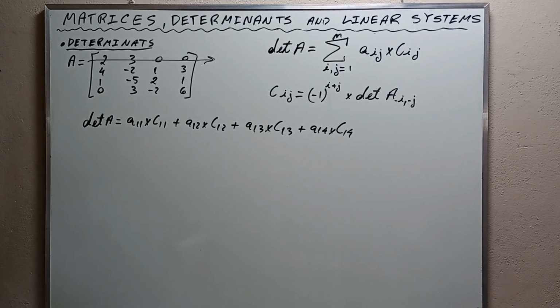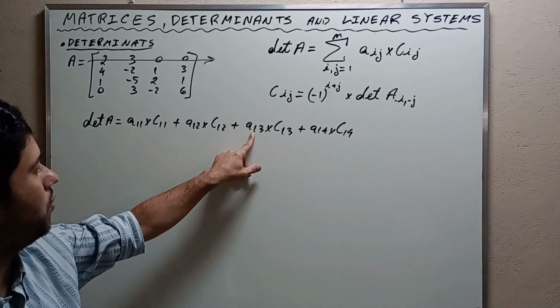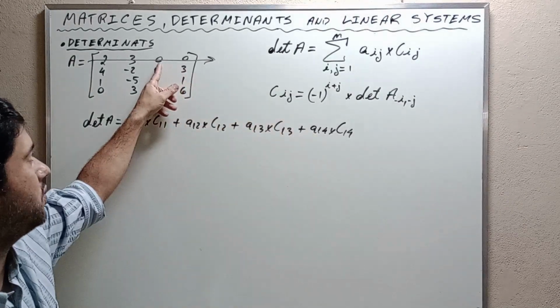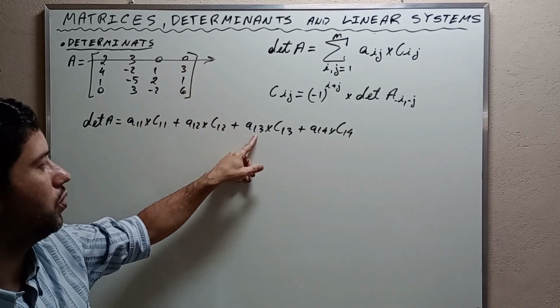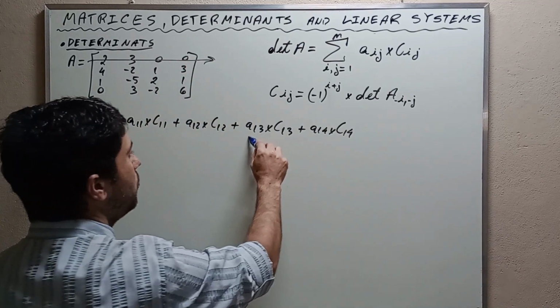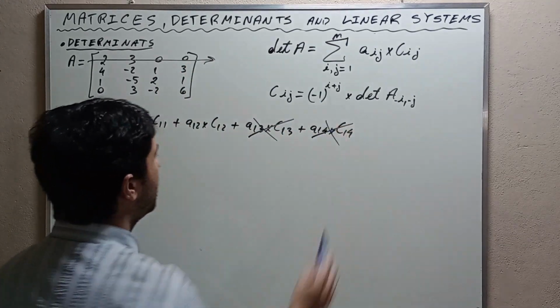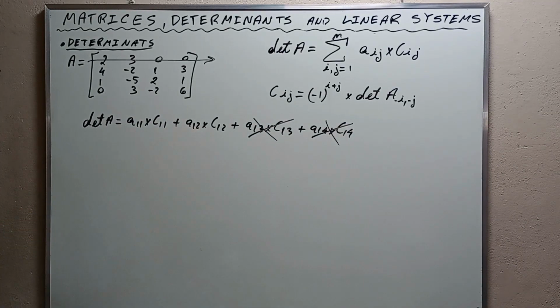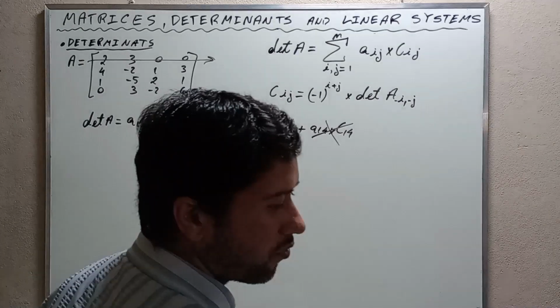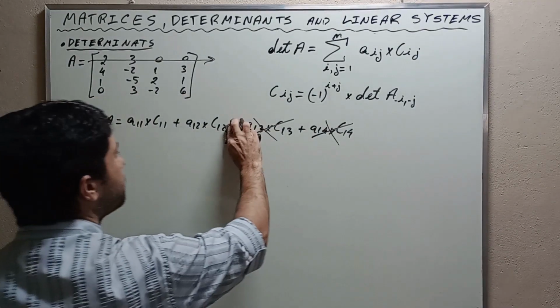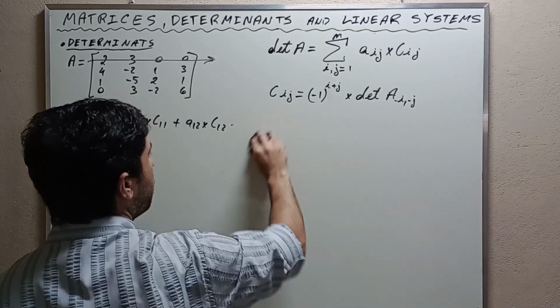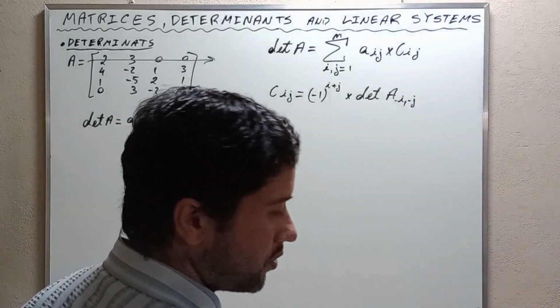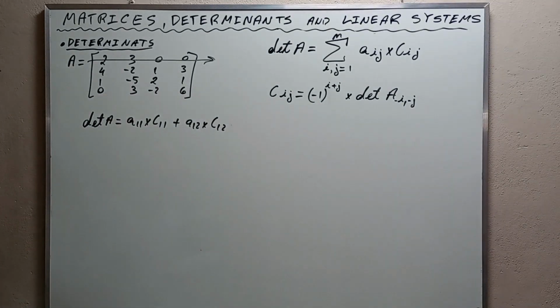However, look at A13 and A14. They are zeros, isn't it? So this multiplication is 0, and this multiplication is 0. We are left with only this, okay? Then the determinant is going to be only this, because the other entries are 0.